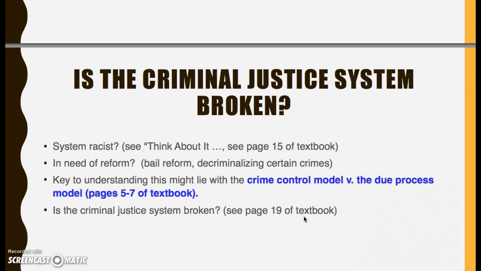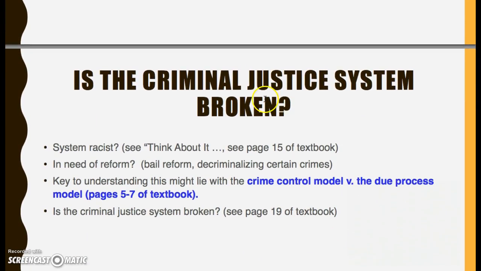Is the criminal justice system broken? This is a significant theme that's discussed. You could check out some of the additional readings. Is the system racist? Think about it on page 15. Is it in need of reform? Currently, states are reevaluating bail. Some states are doing away with bail. They're decriminalizing certain crimes. We're beginning to reevaluate the police use of force and the standards that are used. So all of these things are in the element of reform.